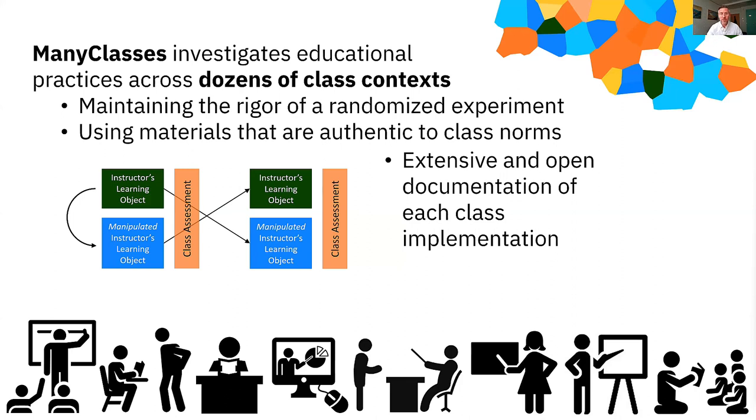And in doing so, it's really important to us to have extensive and open documentation of every classroom implementation. This is where we'll get back to discussions about open science: if you're going to do something that attempts to demonstrate a variance of an effect, it's super important to be transparent about what the implementation is. Otherwise, you've just got a big sample.